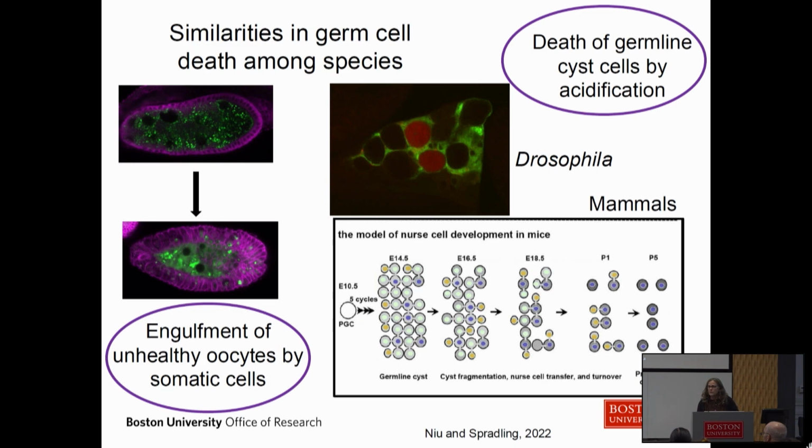And what we found is that these dying germ cells die by acidification. So that red stain you see is a marker for pH, and they're becoming acidified, and they're actually being killed by the surrounding green cells. So it's a very interesting form of cell death. And recently, Alan Spradling's group has shown that a very similar cell death happens in the fetal mammalian ovary, where germ cyst cells will die, leaving only the primordial oocytes.